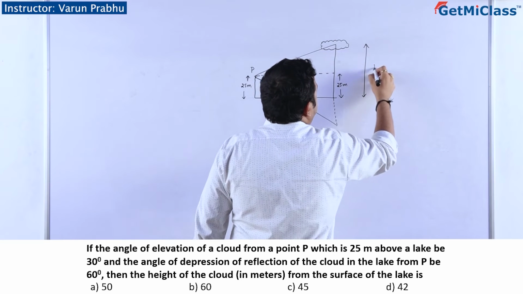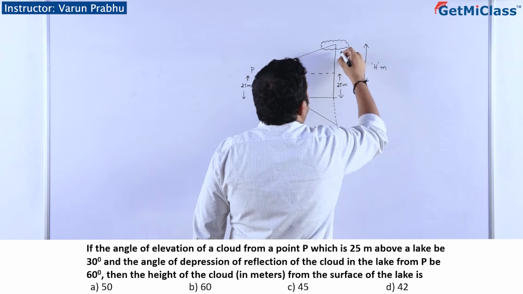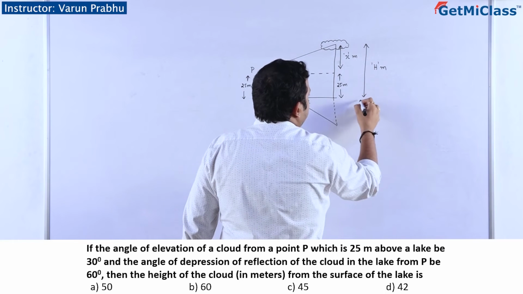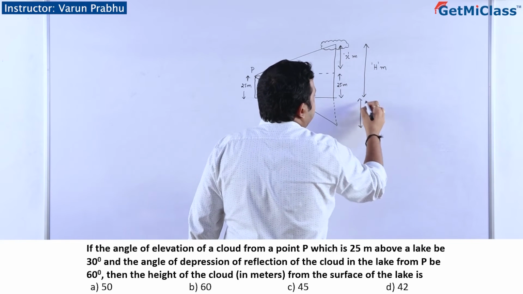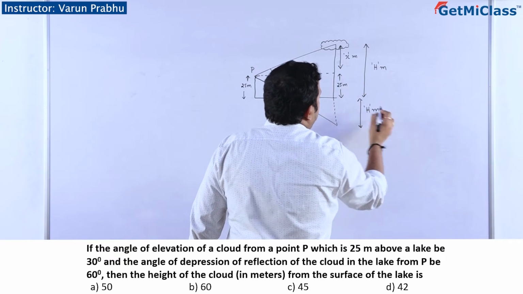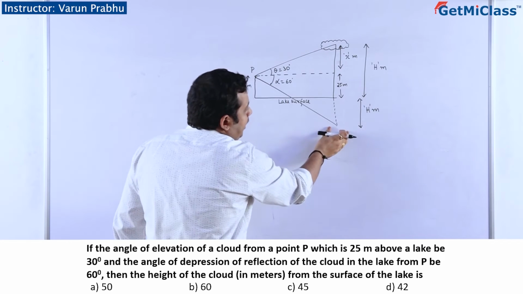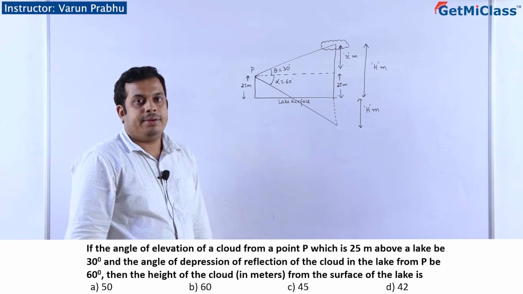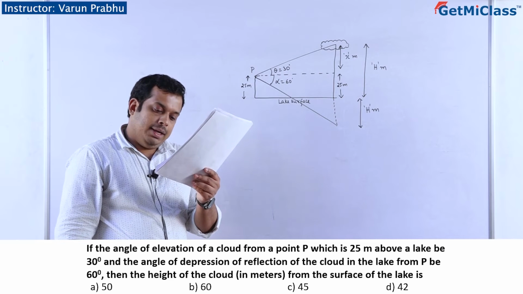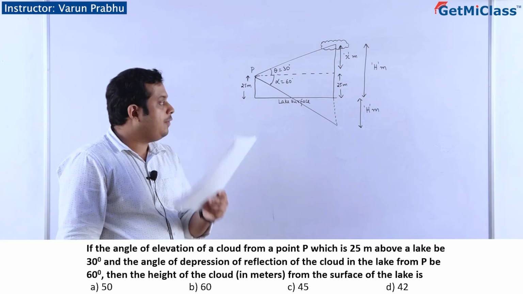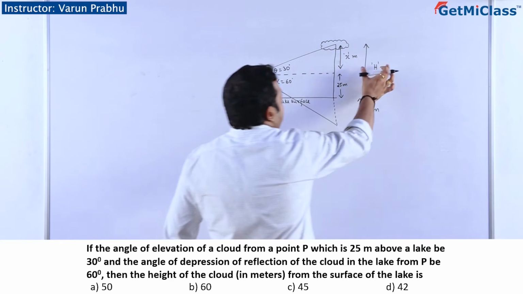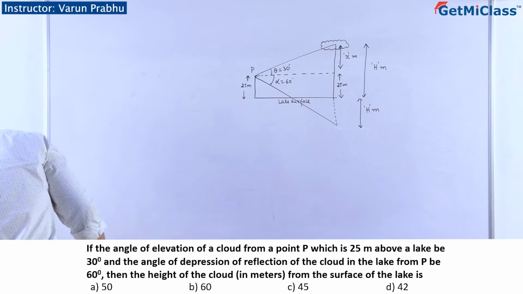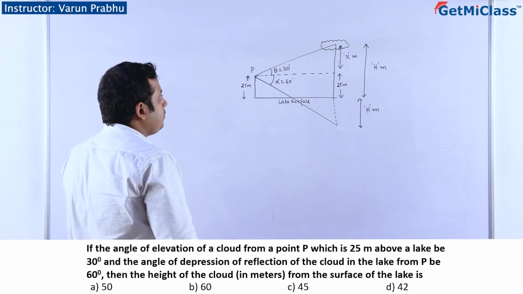From here, let this be capital H meter. And let this be x meter. Is it okay? X meter. So now your reflection is formed at the same distance from the lake surface above. The same point reflection is formed, which is nothing but H meter, right? Now the question is asking you to calculate the height of the cloud from the surface of the lake. That is nothing but H meter. How much is it? Is the question asked. Correct or not? Question is asked like this.